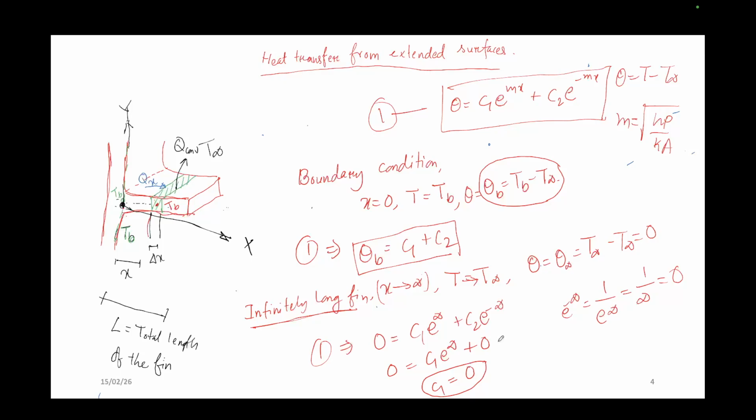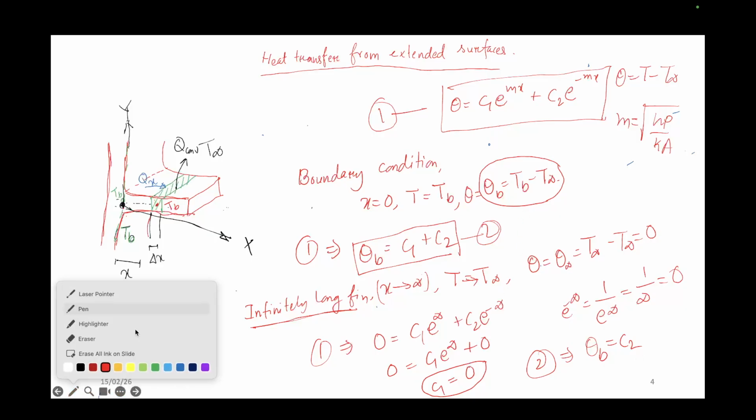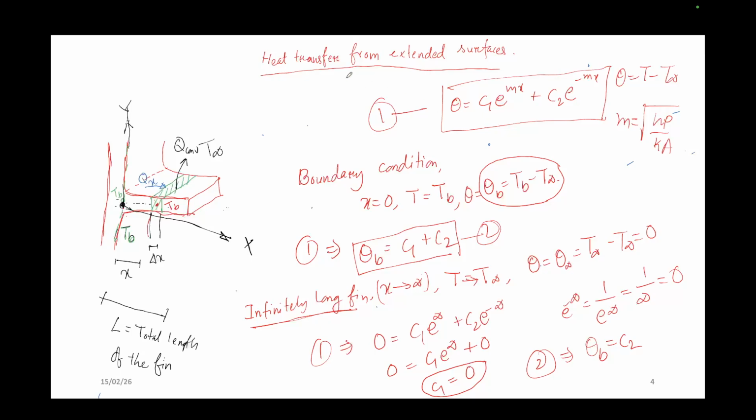I think you got it. So what is C2? I have to put it in equation 2. So from equation 2, I can write theta b is C2, right? So I have found out C1 and C2 both. Now I have to put it in this equation. So in this equation, what is C1?